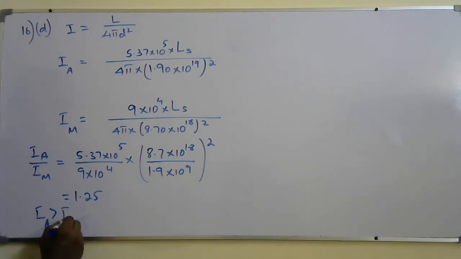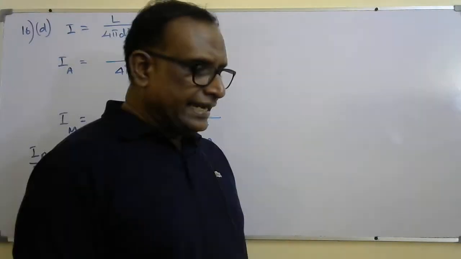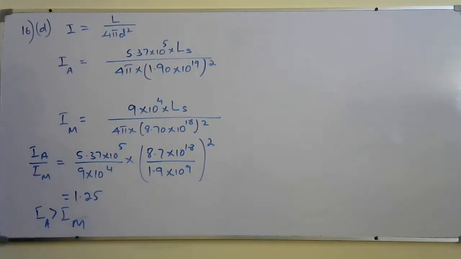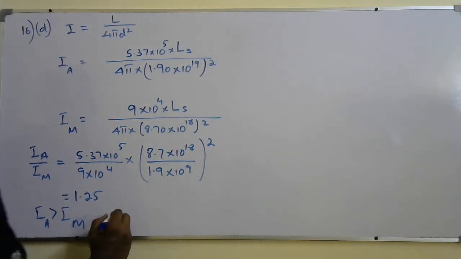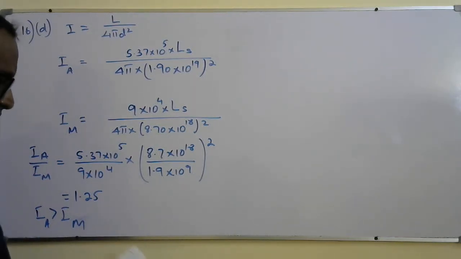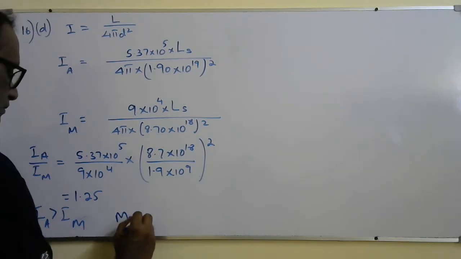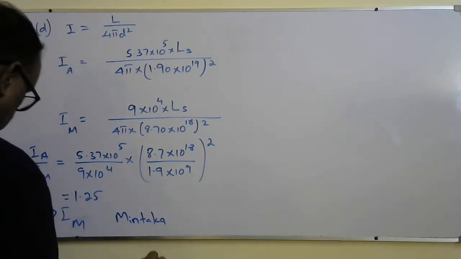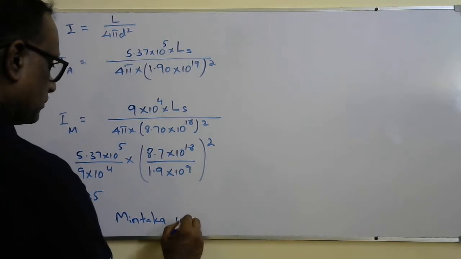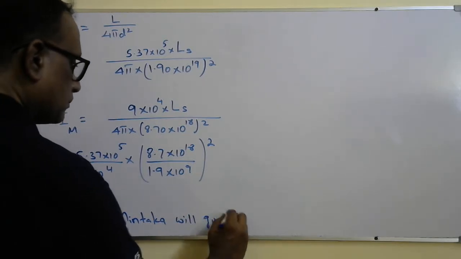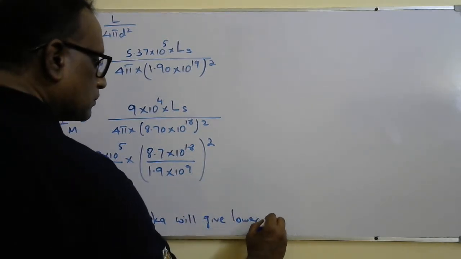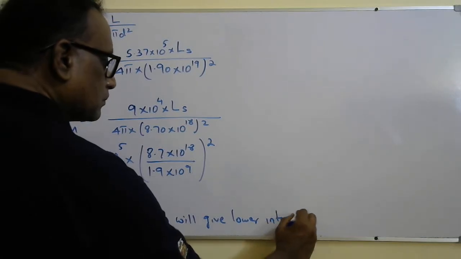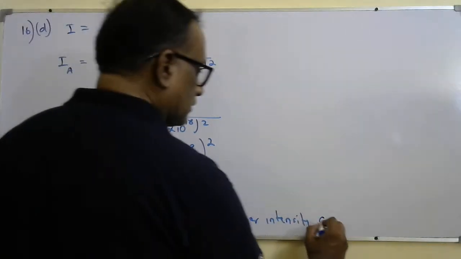IA greater than IM means, since the question is to deduce which of these stars gives the lower intensity on Earth, Mintaka will give the lower intensity.